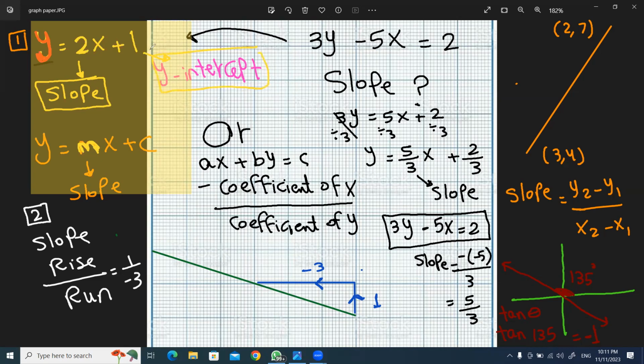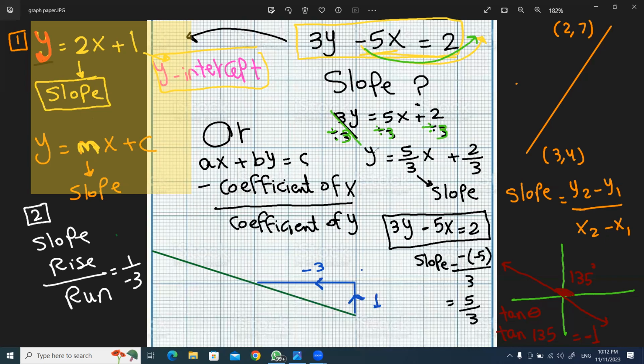Look here, if we have an equation like 3y minus 5x equals 2, what is the slope? In this case, we have to write this equation in the format y equals something. So we write y on one side and the other terms on the other side. Here we have 3y, and we move the minus 5x to the other side, so it becomes plus 5x plus 2, then divided by 3.